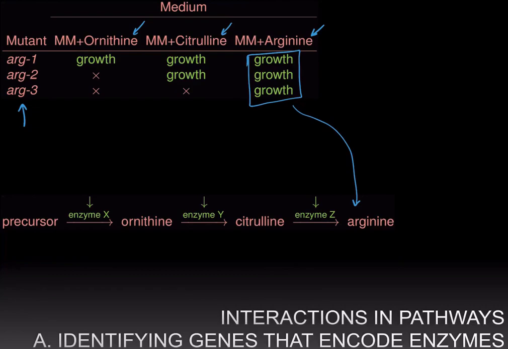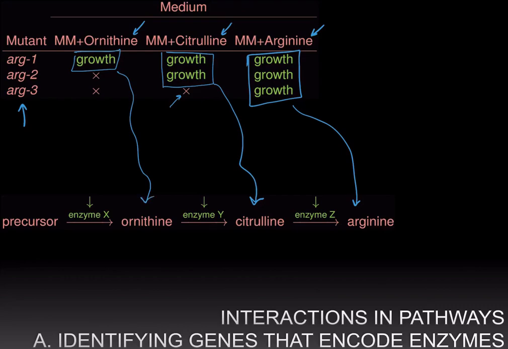By a similar set of logic, citrulline is blocked at only one mutant, and therefore it must be the second last step in the pathway, and ornithine must be the second step in the pathway.